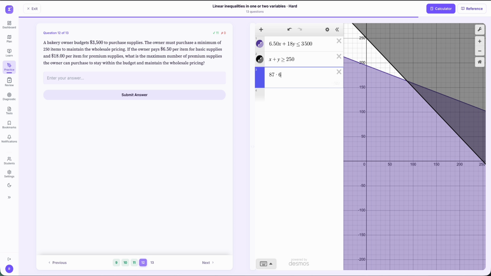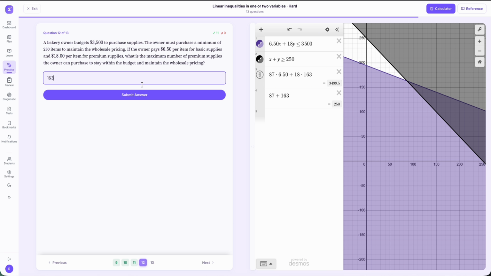So if 87 was the basic and 163 was the premium, you see, when I do that combination, 87, 163, that's just under that budget. And also when you do 87 plus 163, you have at least the 250 items, right? So that's our answer. Again, the premium is what they want.